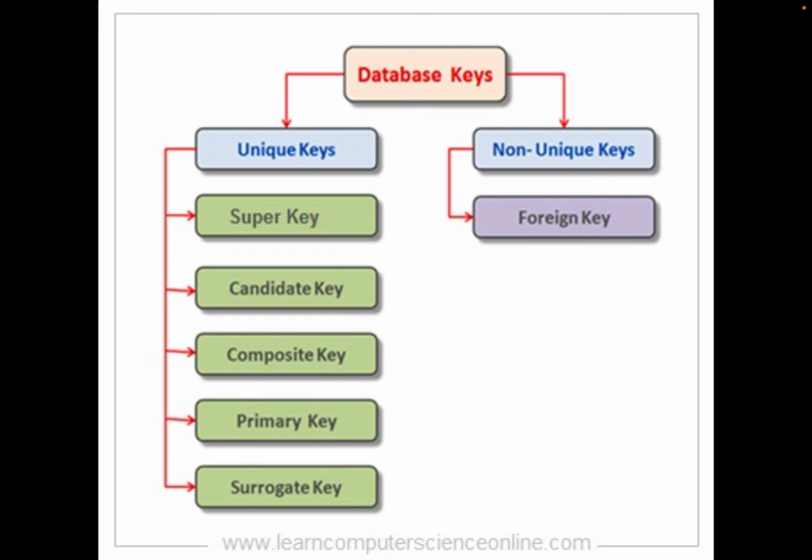So this alternate key is nothing but a candidate key which is not chosen to be the primary key. For example, you have this employee table and you have this email and username.